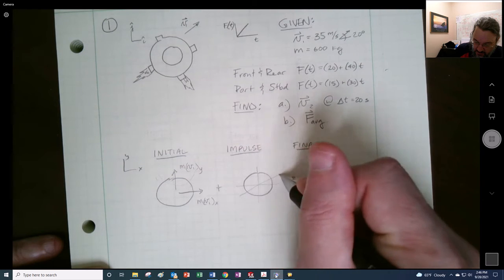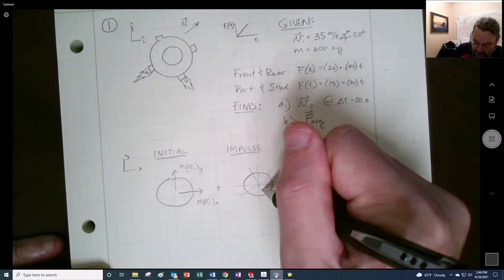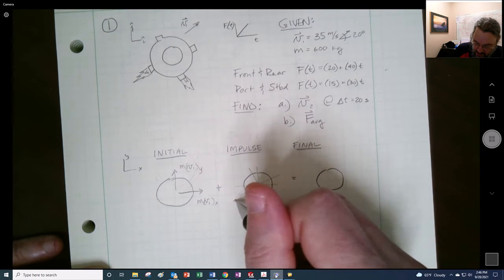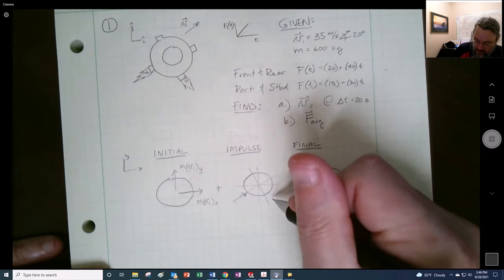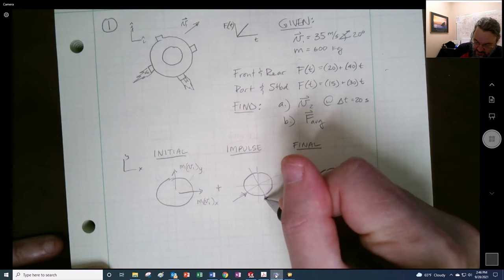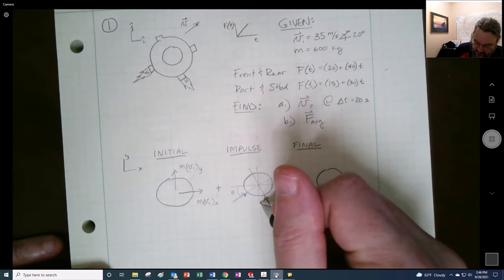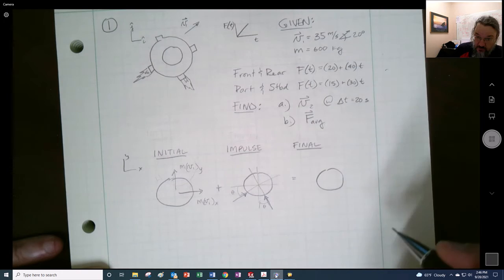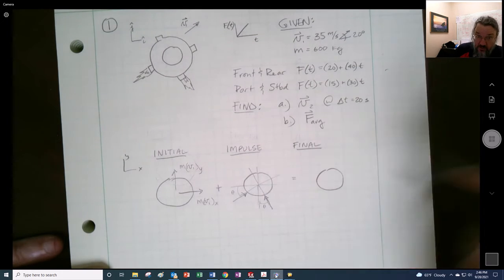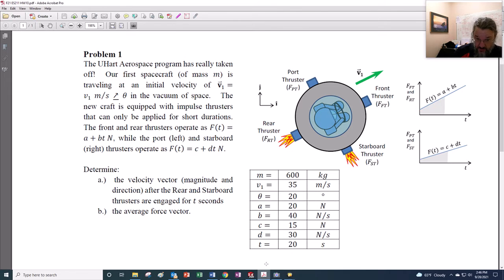They're happening kind of like that right there and that right there, where we're going to have an impulse happening right here and an impulse happening right there. Now this right here is theta, and this right here is theta, right there, just by the way the orientation of the original problem. Take a look at it.